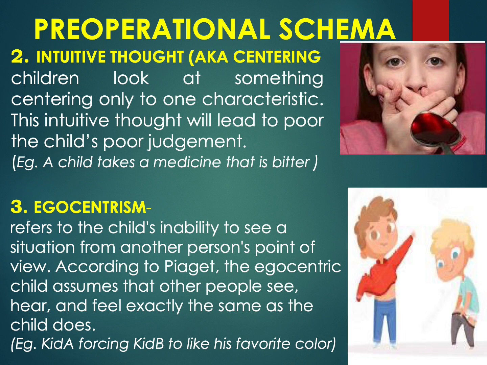Ibig sabihin dito, hindi maintindihan ng bata kung bakit ayaw mo sa isang bagay. Gustong-gusto niya iyon. Okay? So according to Piaget, the egocentric child assumes that the other person sees, hears, and feels exactly the same way that they do. Kunwari, example natin, Kid A is forcing Kid B to like his favorite color, na color red. Ipapilit na. Bakit niya ginagawa iyon?